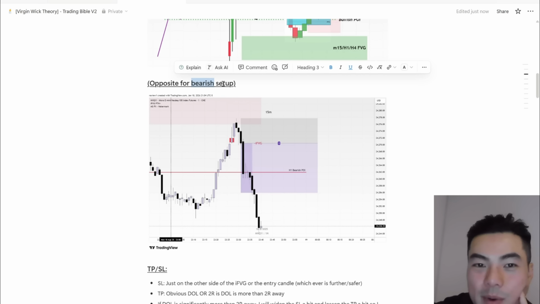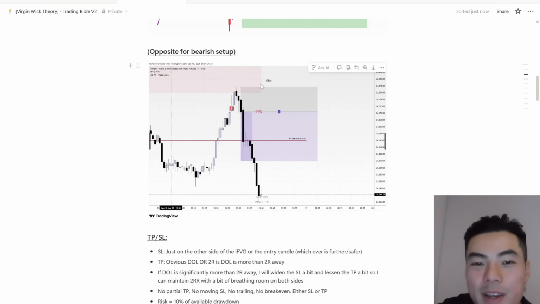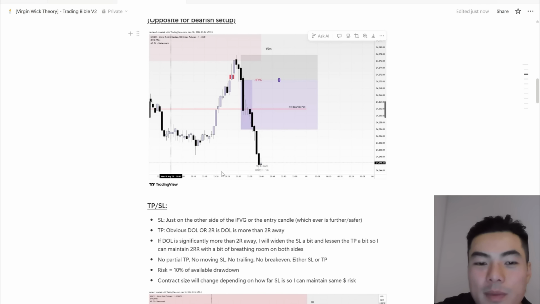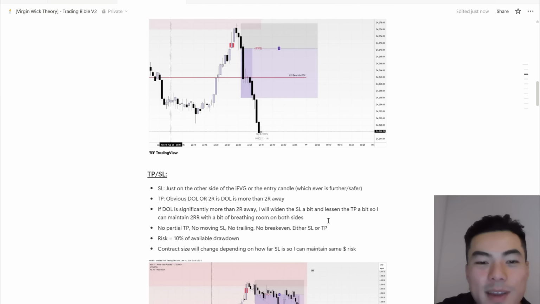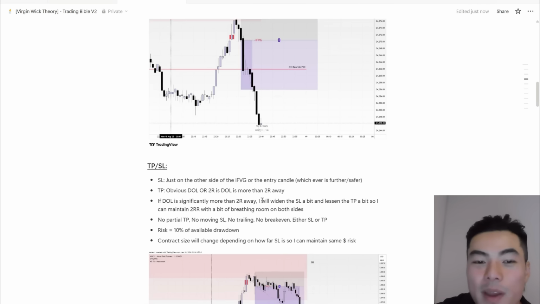Opposite for a bearish setup, obviously. Here's what a bearish setup would look like. TP and stop loss rules are the exact same. Stop loss is just on the other side of the IFVG, or the entry candle, whichever is further. TP is at the obvious drawn liquidity, or 2R maximum if the drawn liquidity is more than 2R away.